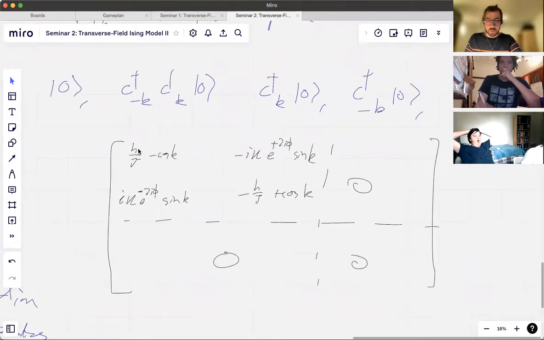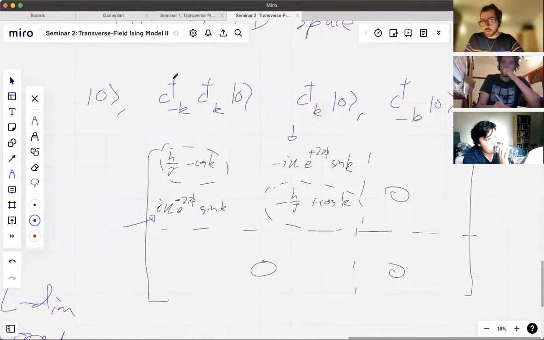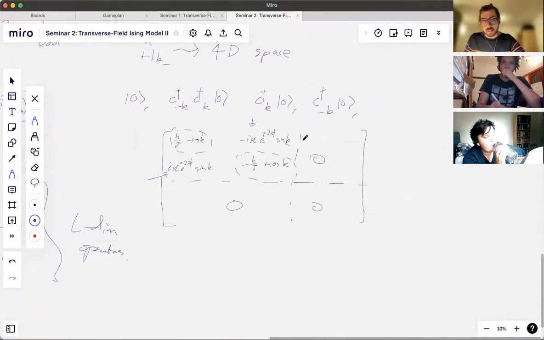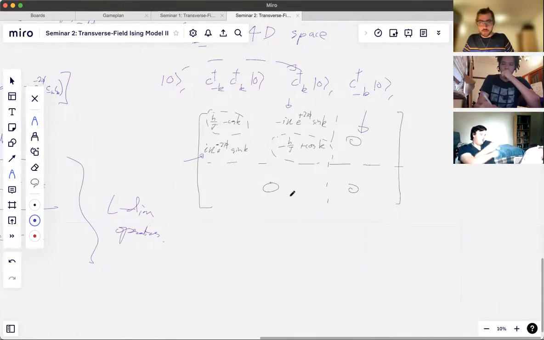So in other words, this term couples the vacuum to itself, and this term couples the double excited state to itself, whereas these weird off diagonal terms are mixtures of vacuum and double creation operator. All of these other terms are 0, the reason being that these things here change the number of fermions in the system, but we previously ascertained that the number of fermions is conserved modulo 2. So these two sectors have to be 0 because they violate fermion parity.